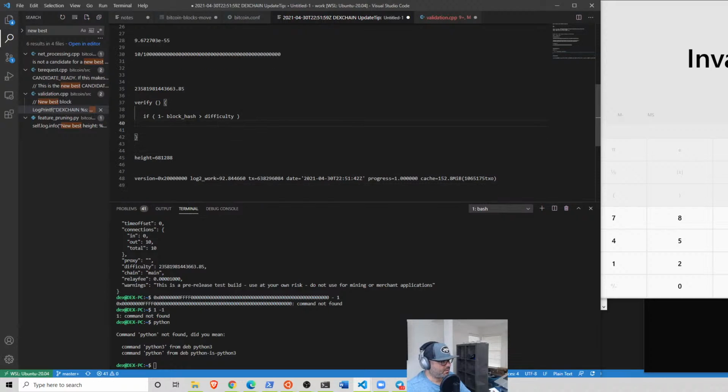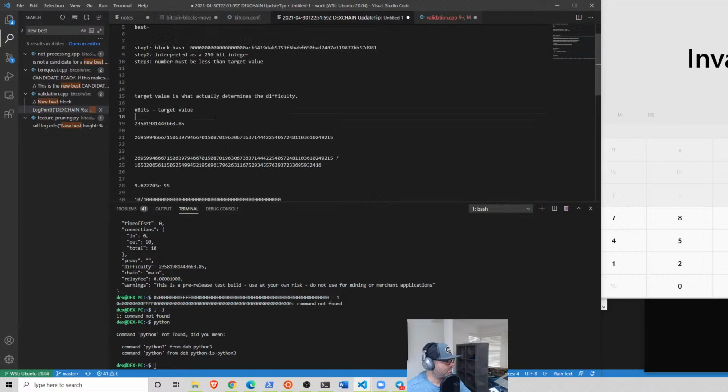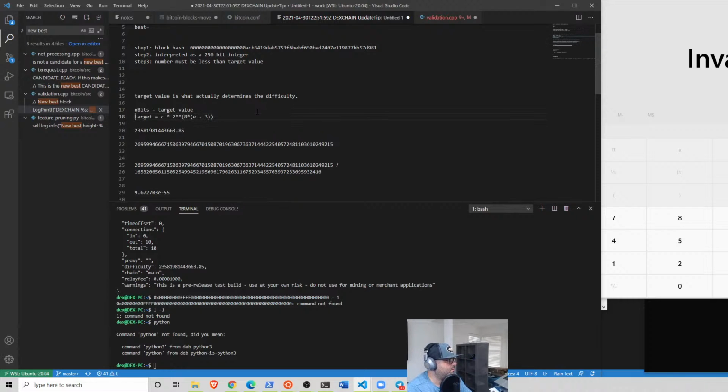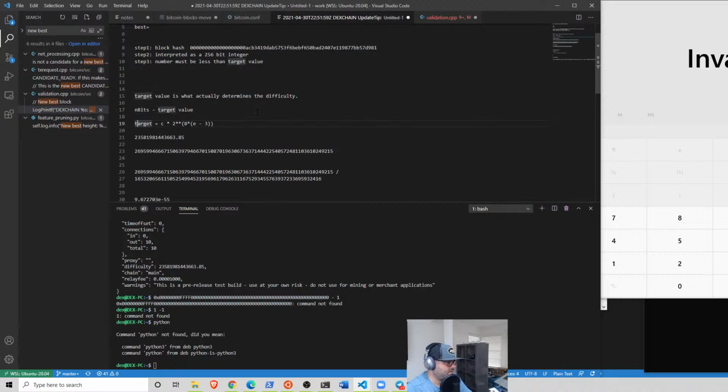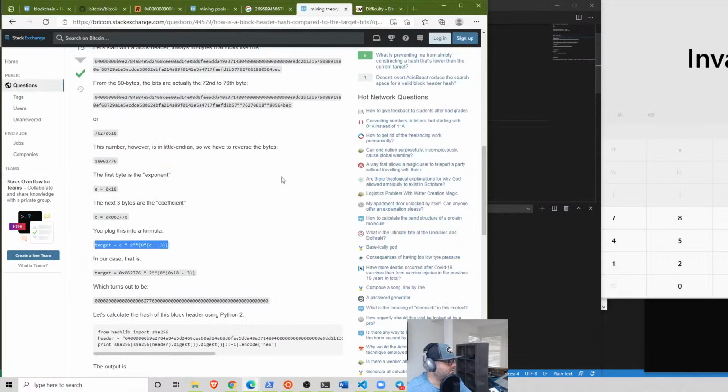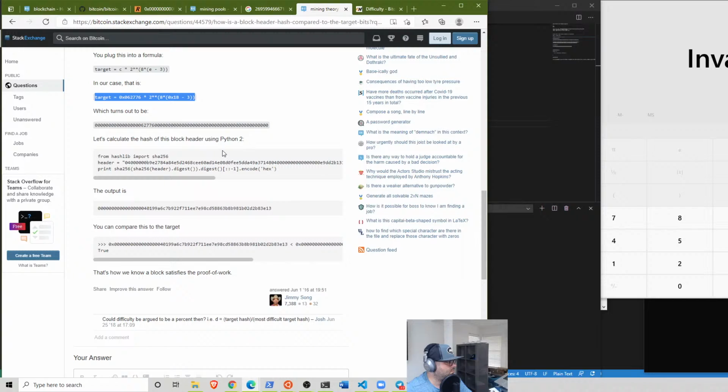So if 1 minus block hash, no, it's much more complicated than that. So nBits is the target, which equals that. And you could compare this to the target. So that turns into this, and then you're comparing the hash of our block, right? It's less than our target, and that means it satisfies proof of work.